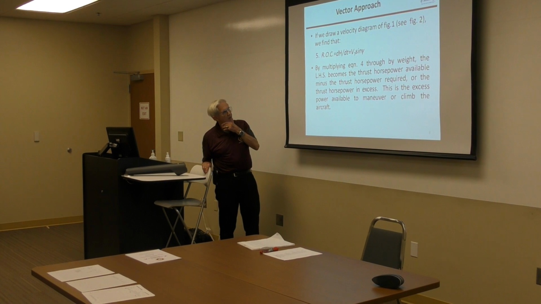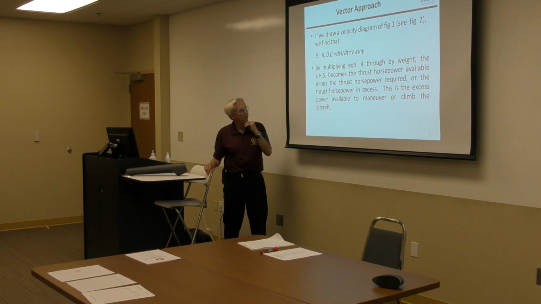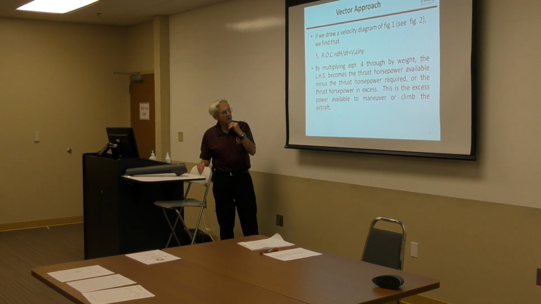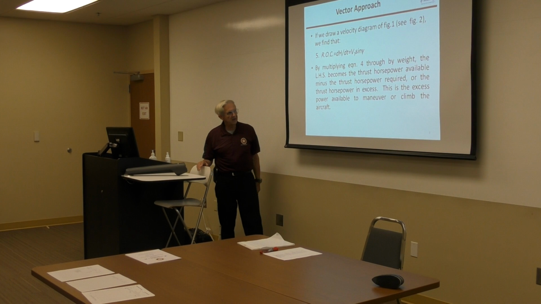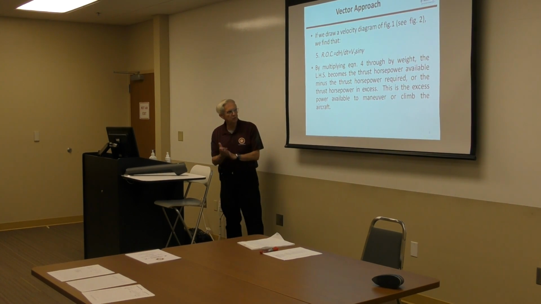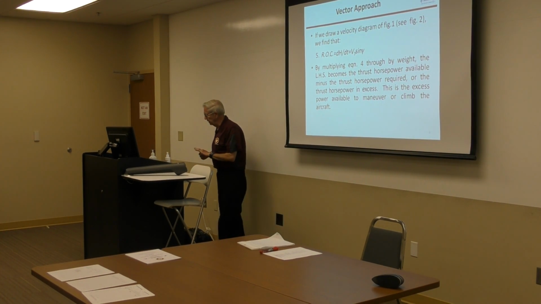the previous equation through by the weight, the left-hand side becomes the thrust horsepower available minus the thrust horsepower required, thrust minus drag, essentially, or the thrust horsepower in excess. And that's the excess power available to maneuver or to climb the airplane.